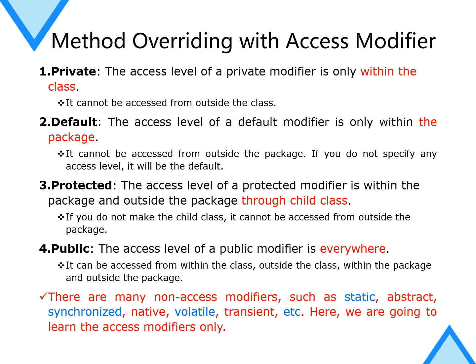Now we need to discuss the non-access modifiers. There are many non-access modifiers such as static, abstract, synchronized, native, volatile, transient, and many more. Here we are going to learn the access modifiers only, and the non-access modifiers are outside the scope of the current class.